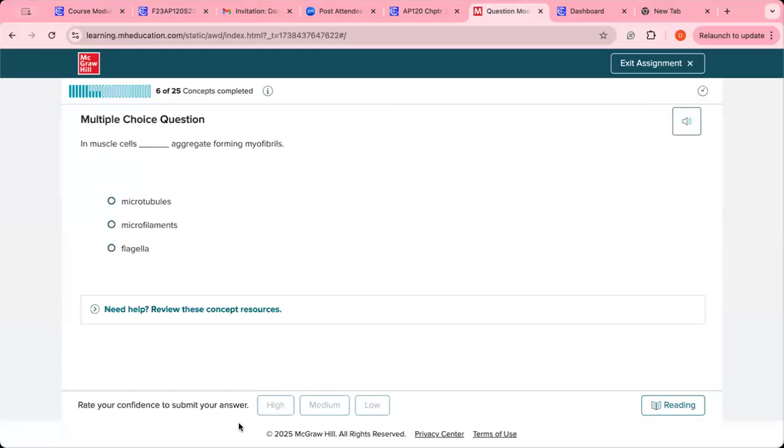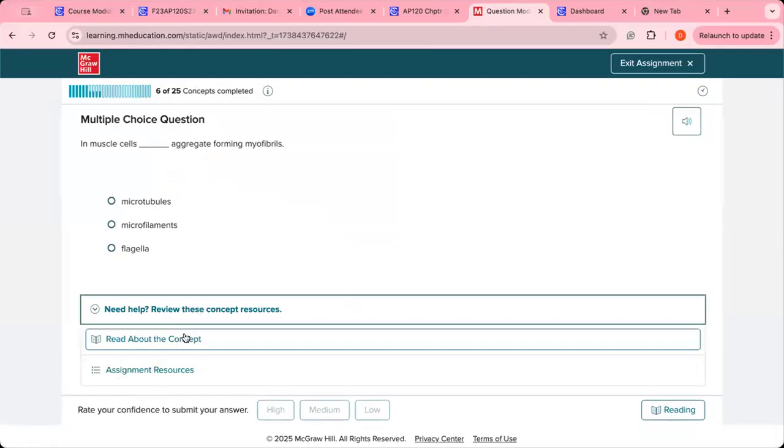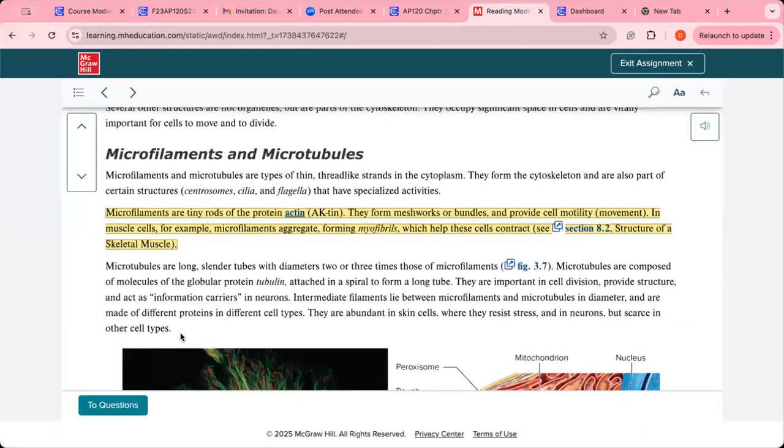In muscle cells, blank aggregate forming microfibrils. So in muscle cells, what aggregates? I don't think we read this yet. So let's look down.